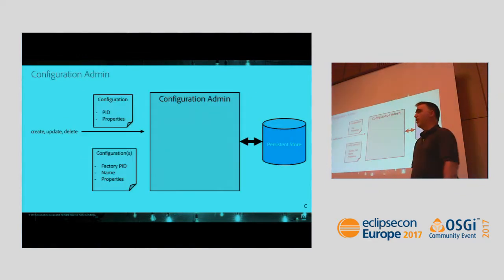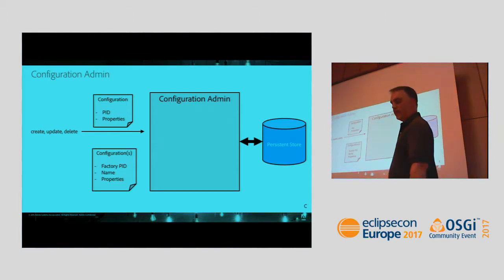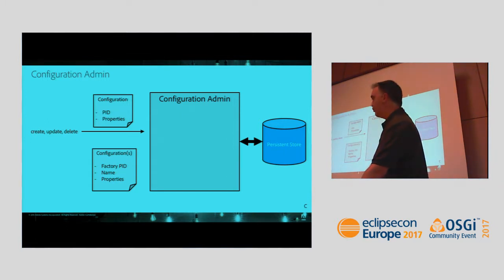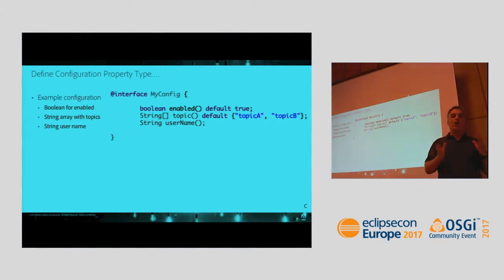The other interesting thing is handling configurations. And we have, as a specification, configuration admin, which manages all the configurations. You can create them, delete them, update them, and so on. And usually a configuration has a PID, a persistent identifier, and a set of properties, basically a map. So now if you want to have a configuration for your component, you need to somehow define what are the possibilities to configure this component. So what are my properties?